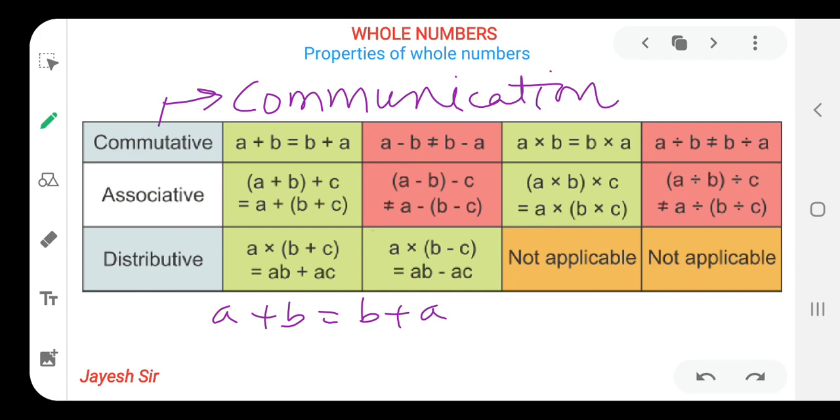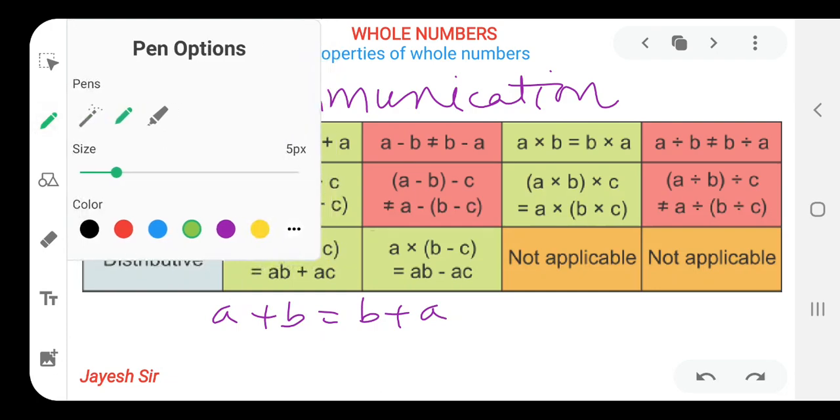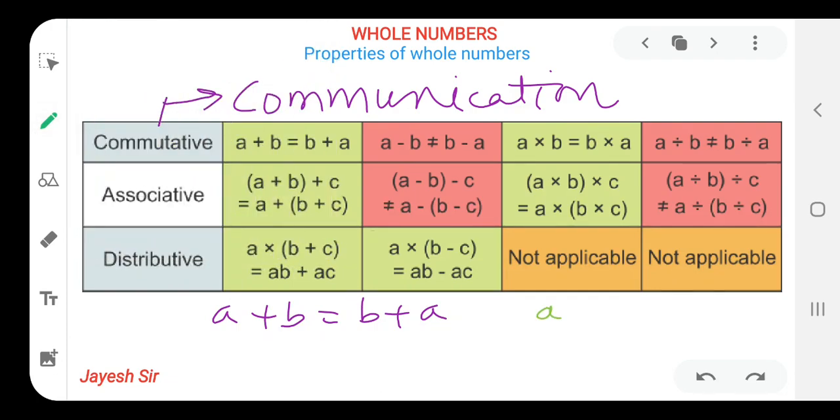Now let's try to solve and relate it with our maths. Let the value of a be 2 and b be 3. We'll accept that for each and every sum. I am writing above that the value of a is 2, the value of b is 3, and if c is required then c is 4. I am assuming the values for a, b and c over here. I hope you all are getting it.